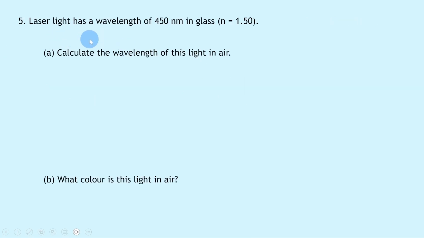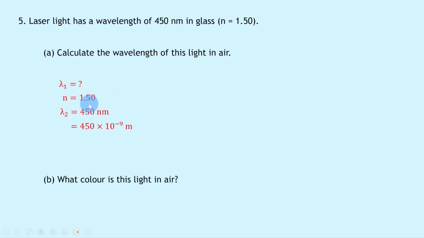Question 5 says laser light has a wavelength of 450 nanometers in glass, which has a refractive index N of 1.50. Part A says calculate the wavelength of this light in air. Well, if we're trying to find the wavelength of light in air, that's going to be lambda 1, remember, not lambda 2. So we're trying to find lambda 1 here, and we know that N is 1.50, and the wavelength of light in the glass, lambda 2, is 450 nanometers, which we can rewrite in meters, so that's 450 times 10 to the minus 9 meters.